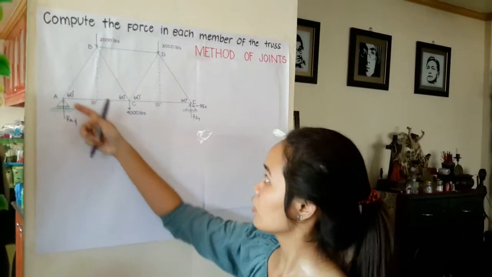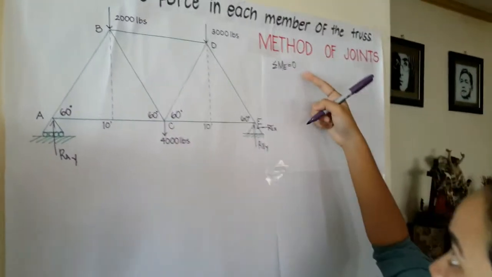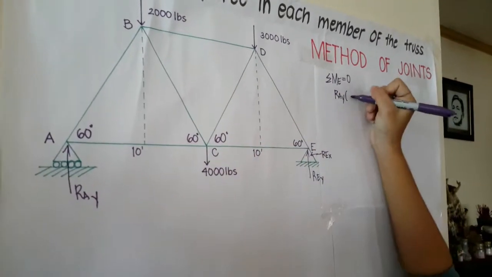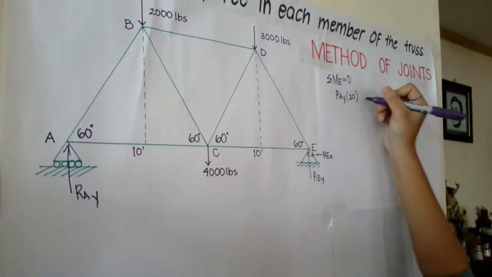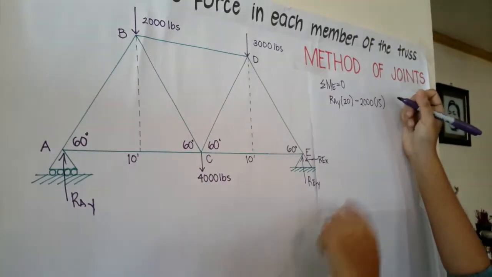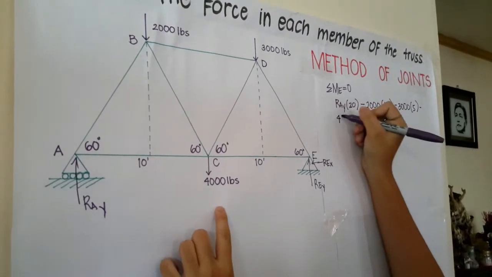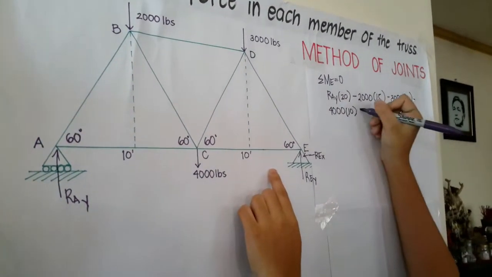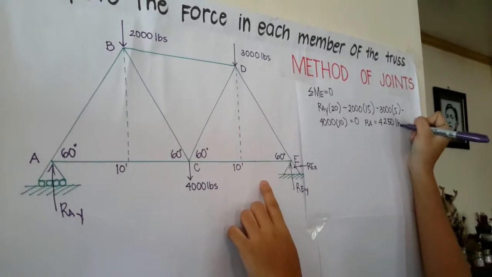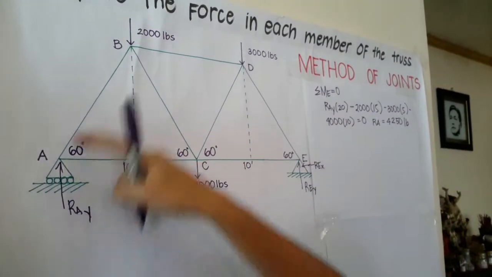I would get the reaction at A. And by doing that, I will have to get the summation of moment at E. So summation of moment at E is equal to 0. RA, Y is positive, clockwise direction, times the distance, 20. Counterclockwise, so 2,000 pounds is negative, times the distance, 5 and then 10, 15. 3,000 counterclockwise again, the distance is 5, minus 4,000 times the distance, so 10. That will equal to 0, and that will give me RA equal to 4,250 pounds. After that, you could already get the member AC and member AB at point A.